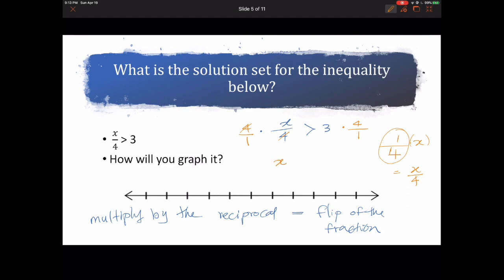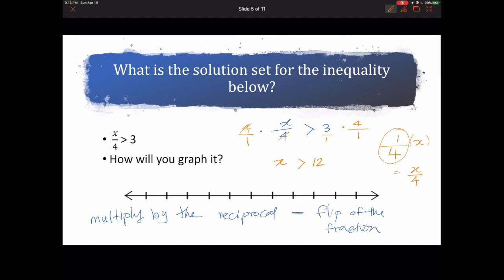x is greater than 3 times 4. If you want to put a 1 over here, multiply my fractions. 3 times 4 is 12, and 1 times 1 is 1. We're not going to put that. x is greater than 12.